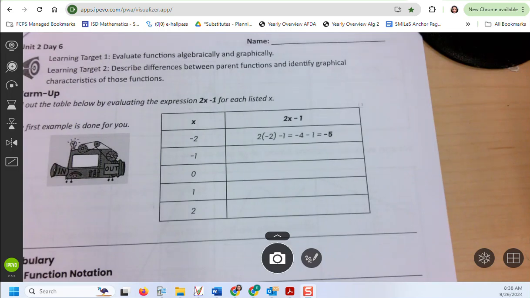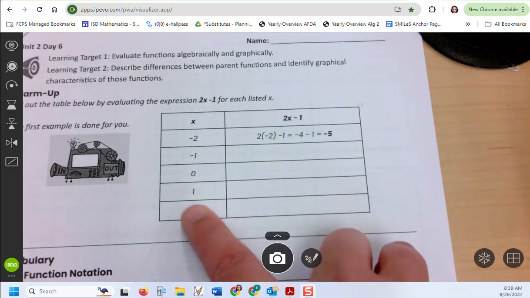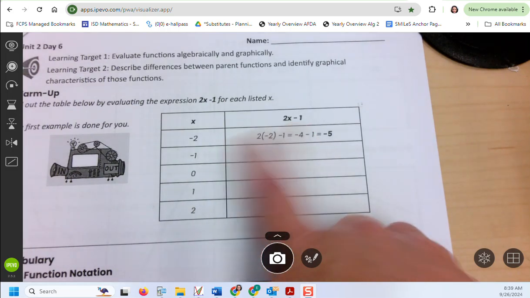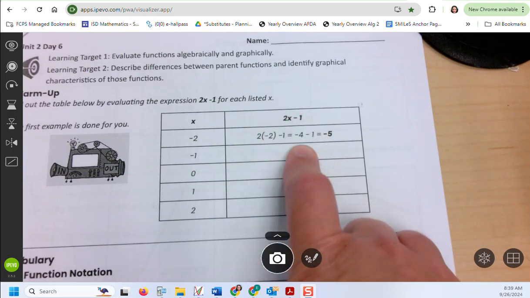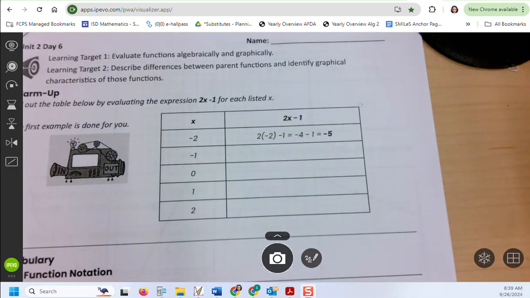We're going to do this warm-up right here. In the warm-up, we're just making a table of values by substituting numbers into 2x minus 1. So you'll do 2 times negative 1 minus 1 and put your answer. 2 times 0 minus 1. You will use your calculator to do that, okay? Take a couple minutes to do that and see if you get the same thing as your neighbors.